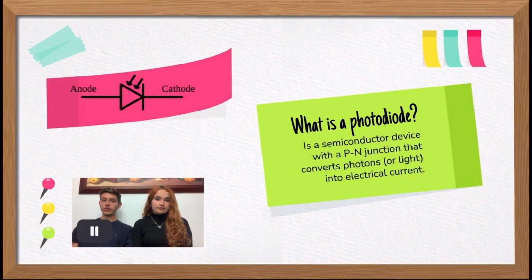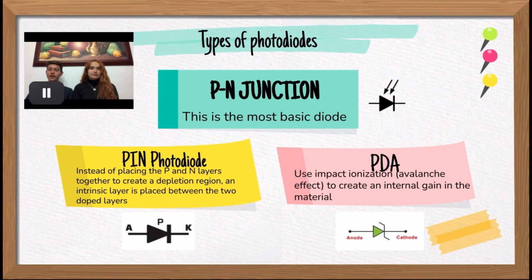What is a photodiode? It's a semiconductor device with a PN junction that converts photons or light into electrical current. On the left side, we can see the symbol, which is the same as a normal diode, but with two arrows on the top. Types of photodiodes.